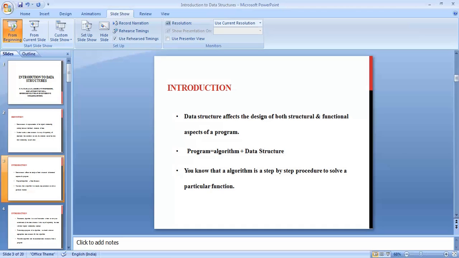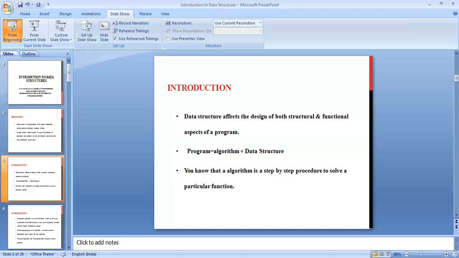Okay, so we move to the next slide. It is also a continuation of the introduction. That means an algorithm is a set of instructions written to carry out certain tasks, and a data structure is a way of organizing the data with the logical relationship retained. We already discussed that in the previous slides.